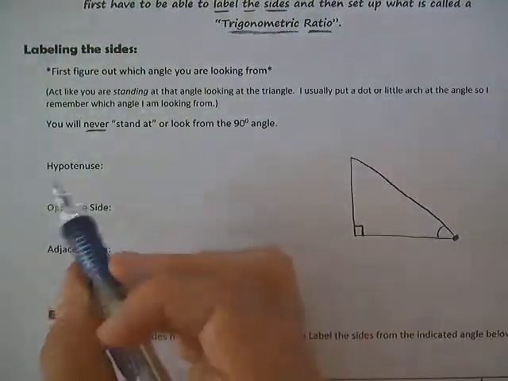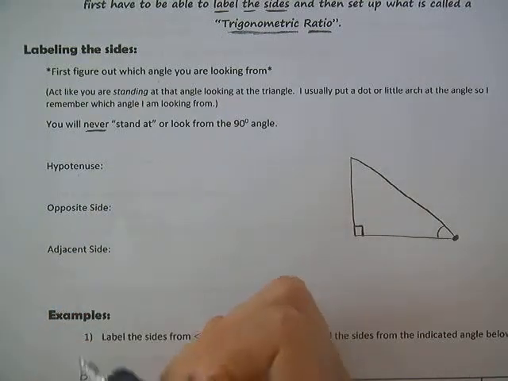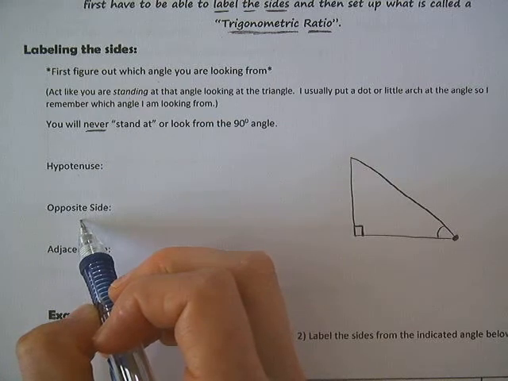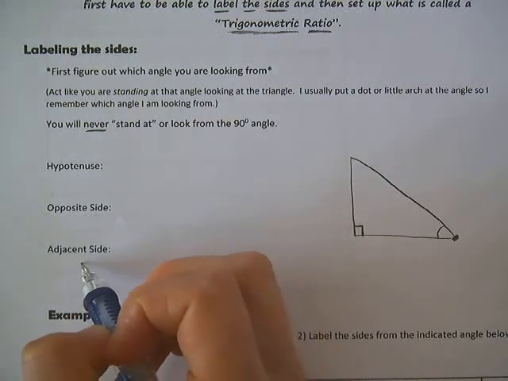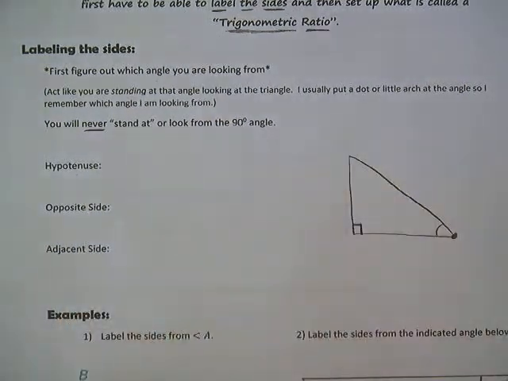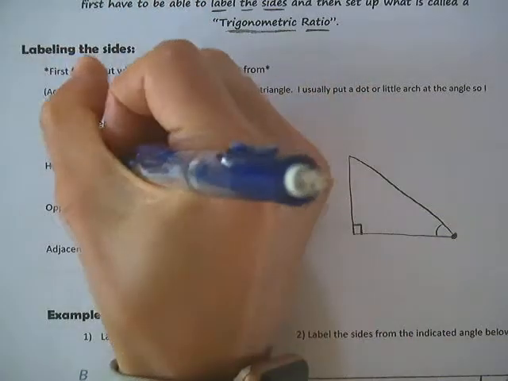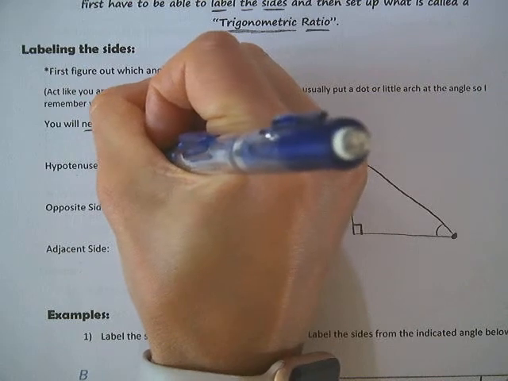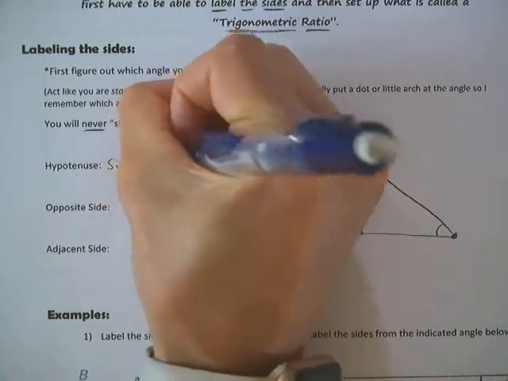To label them, there are three different sides that you'll label. You're going to have the hypotenuse, the opposite side, and then the adjacent side. The hypotenuse we've talked about already. The hypotenuse is the side of your triangle that is opposite of your 90-degree angle.